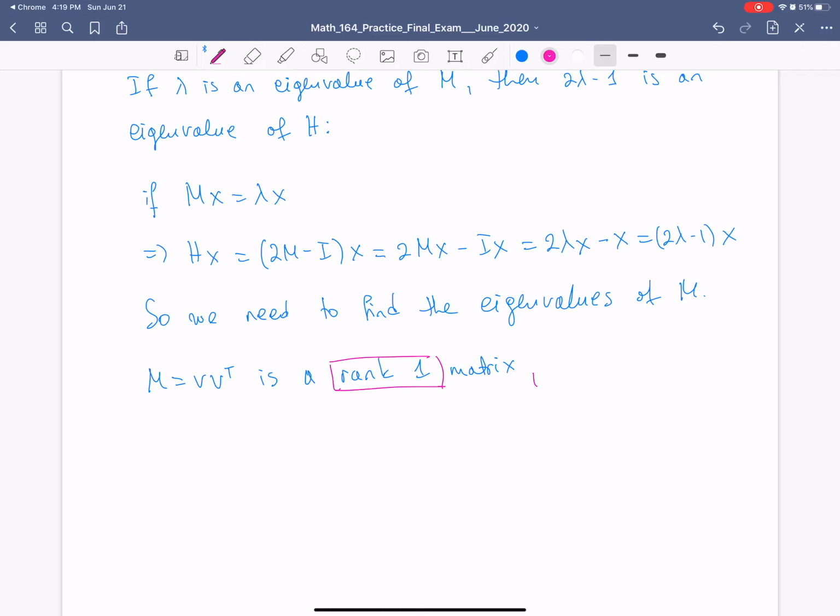So M has only one non-zero eigenvalue, and the rest are zeros.